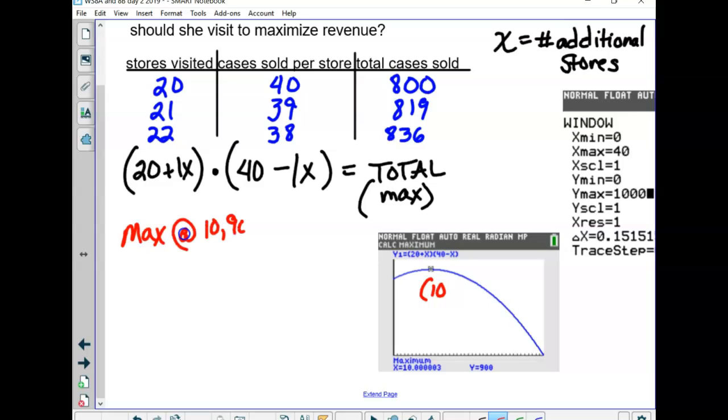What was that? 10,900, guys? Okay, so we should go to, or she should visit 10 additional stores, which makes it what? That's calculator error. Okay, mine got 10.0003. So it's okay to round to the nearest whole number. If we did this algebraically, Martin, if we FOILed that together and did negative b over 2a to find the maximum, it would occur at exactly 10. Okay.